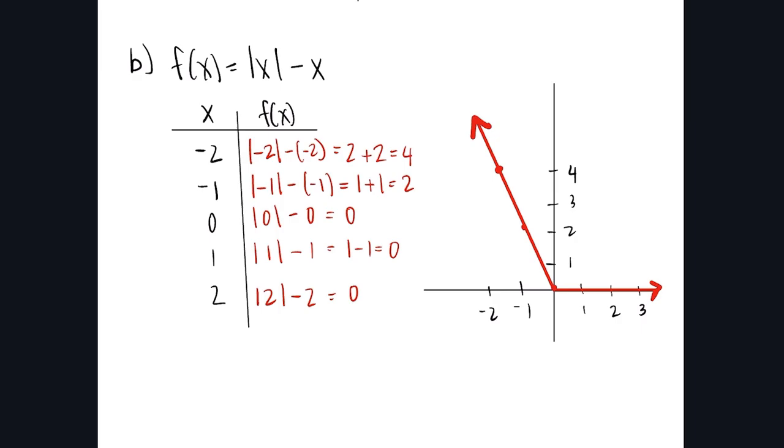So if it's something crazy where it's not just a regular parent function, plug numbers in for x, see what the graph looks like. Okay. So there are 2 more things that I want to look at with graphing a function.